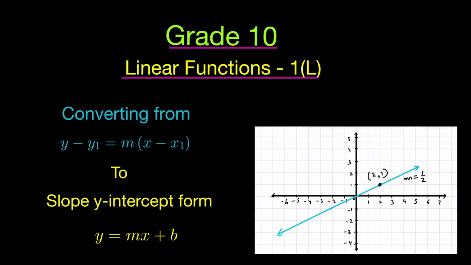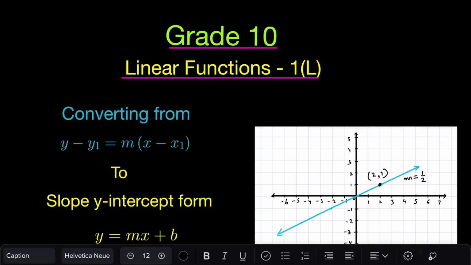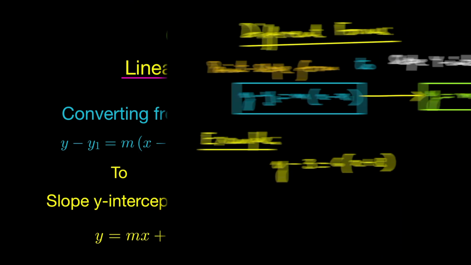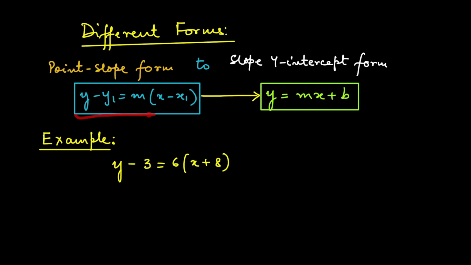So in this video, we will learn how to convert the equation from y minus y1 equals m times x minus x1 into the slope-intercept form, which is y equals mx plus b. So m is the slope and b is the y-intercept. Now y minus y1 equals m times x minus x1, and we'll convert it into this form, and then we'll find out the slope and y-intercept.